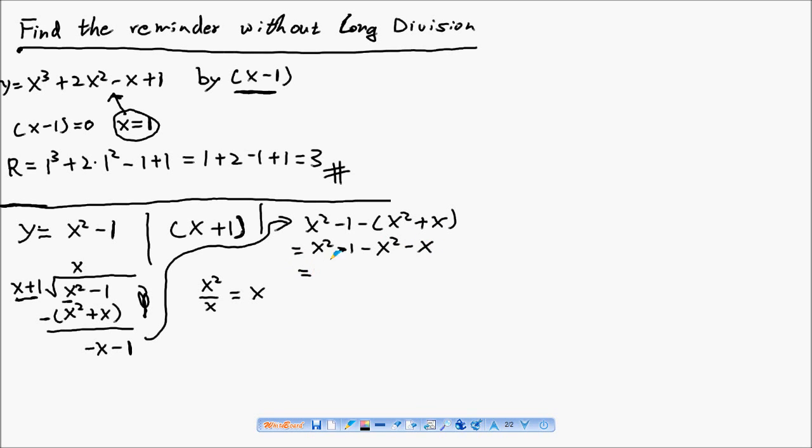When we get rid of the bracket, if there's a minus sign in front of it, the sign of every term inside the bracket has to change. So x squared becomes minus x squared, and the positive x becomes minus x. That's how we get rid of the bracket if there's a minus sign in front. Now this cancels, and we have minus x minus 1. Very simple, straightforward.